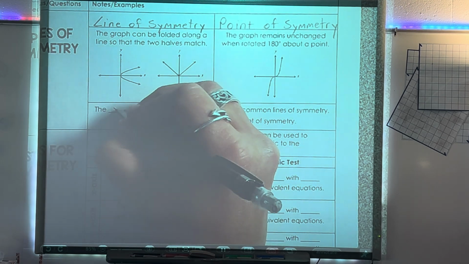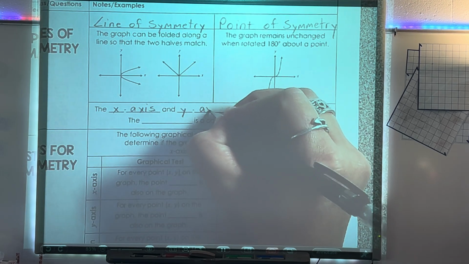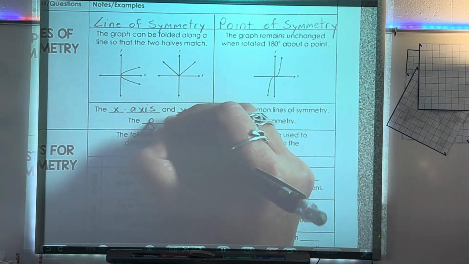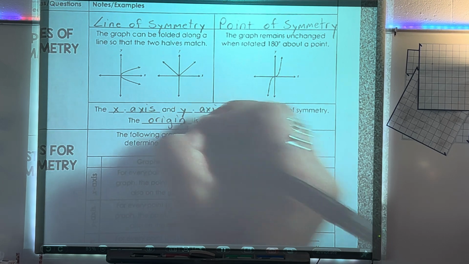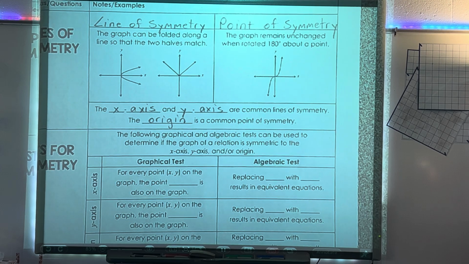Okay, so the x-axis and y-axis are common lines of symmetry. The origin is typically our common point of symmetry. Yes, that can move, but as far as even and odd, it's the axis line or the point of symmetry. All right, so they're giving you some graphical information based on algebraic tests that you can use to determine whether or not something's symmetric.